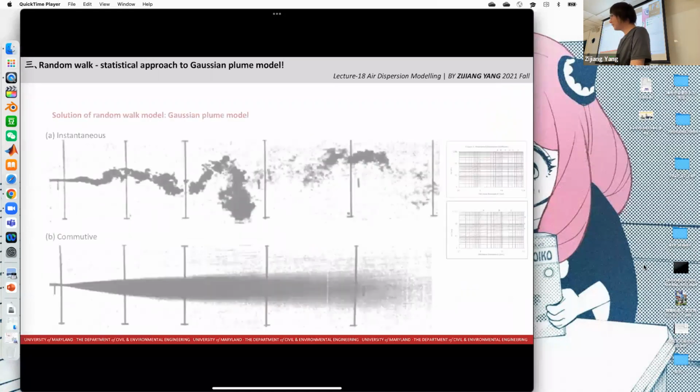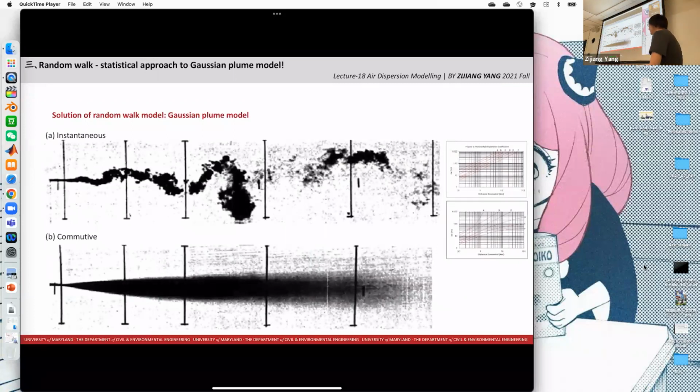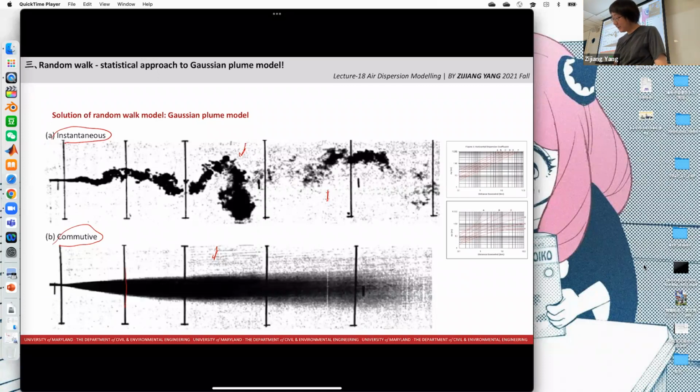And in reality, we will have something like this. So this is a picture of the instantaneous plume. And we can see because of the turbulence or some disturbance, the plume is discrete and very irregular. But if we take many pictures and overlap them together, this is a cumulative concentration of the plume. And we can see that this shape is pretty regular. And we can also imagine that the concentration is very concentrated here, and the concentration is relatively spread here.